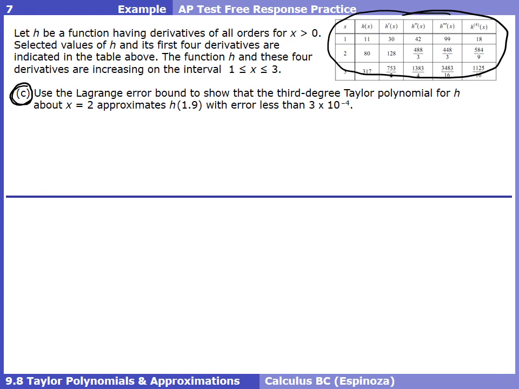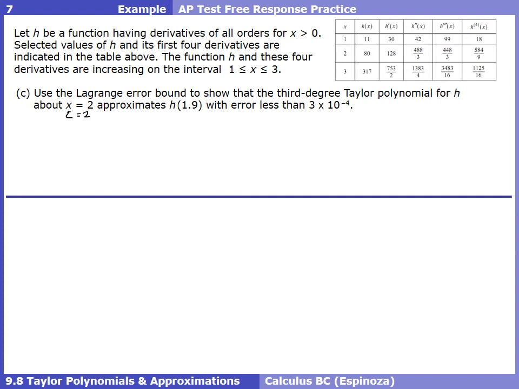The reason we had to wait to see part C is because part C talks about the Lagrange error bound. So we want to use the Lagrange error bound to show that the third degree Taylor polynomial about x equals 2, so again remember that means c equals 2, approximates h of 1.9 with an error less than 3 times 10 to the negative 4.